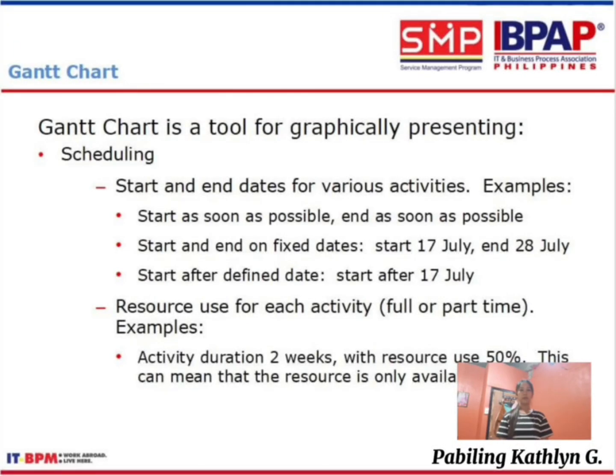The real power of a Gantt chart is in the scheduling. It defines exactly when a task starts and ends. It also tracks resource use. If an activity takes 2 weeks but only uses 50% of a person's time, the chart helps us to see that they are available for other tasks.